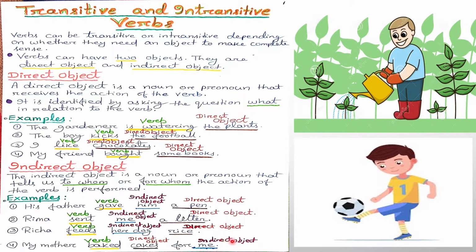So usually direct objects are non-living things and indirect objects are living things. So how will you find the direct object? You will find it by asking the question using the question word what in relation to the verb. If you get the answer, that answer is your direct object. And to find the indirect object, you will use the question words to whom or for whom in relation to the verb. If you get the answer, that answer is your indirect object.